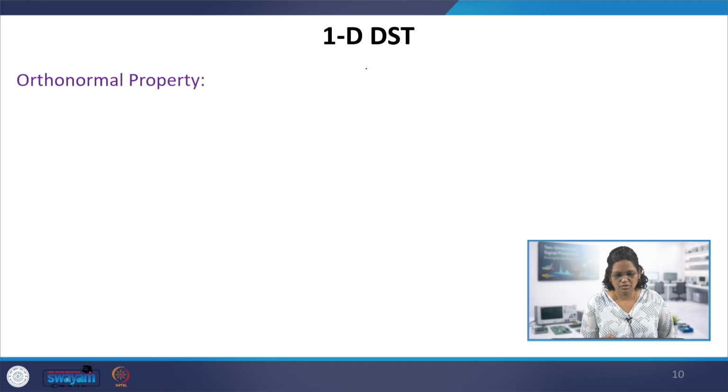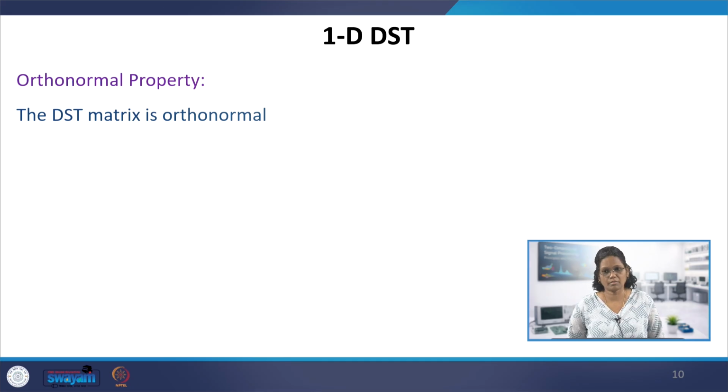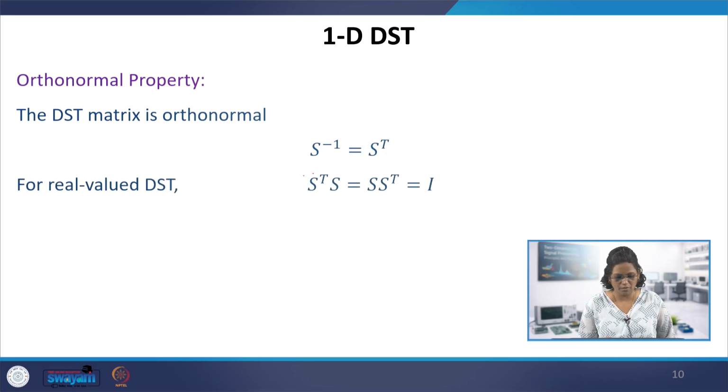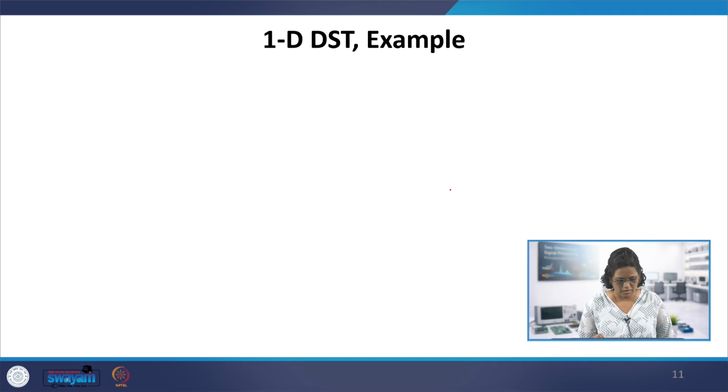Now this has the orthonormal property. The DST matrix is orthonormal, whereas we had seen in the DFT that the kernel matrix, or the twiddle factor matrix, is unitary and orthogonal. Here the DST matrix is orthonormal, and so S inverse is S transpose. For the real-valued DST, S transpose into S equals the identity matrix, and S into S transpose will also be the identity matrix.